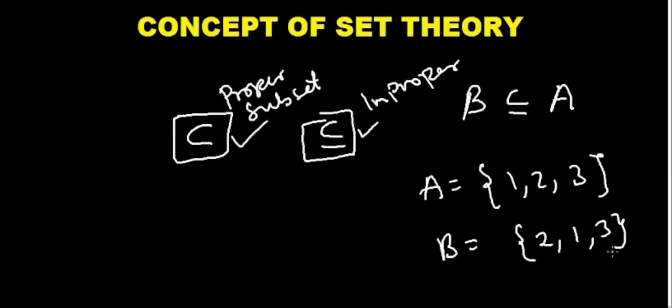Now I'm just trying to give a clear difference between proper subset and improper subset. So improper subset, or what we call a subset ordinarily, is when both are equal, and you can also say that we can get it from each other.